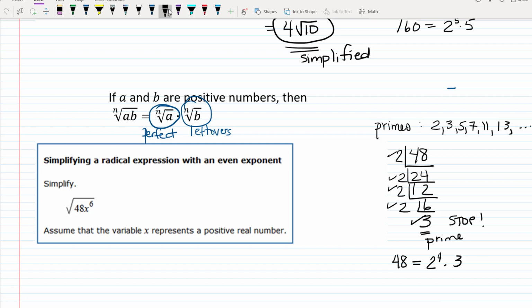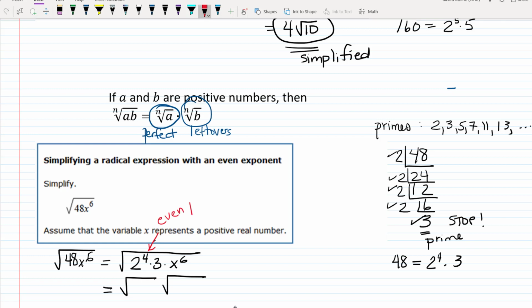So inside of our radical, instead of having 48x to the 6th, I'm going to think of it as the square root of 2 to the 4th times 3 times x to the 6th. Okay, now the next thing we need to do is to recognize what are perfect squares and what are leftovers and split it apart into the two different radicals. Notice that 4th power here is a perfect square. An even power indicates a perfect square. It's divisible by 2. So this is going to go into our perfect squares category.